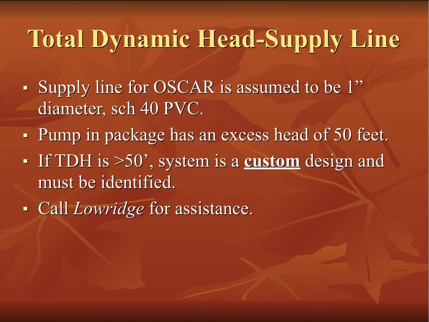For our standard packages, the supply line for our Oscar is always assumed to be a 1-inch diameter Schedule 40 PVC. The pump in our standard package has an excess head of 50 feet. So when you're calculating the total dynamic head, if it's above that number of 50 feet, the system is then a custom design and must be identified, and therefore you need to immediately call Low Ridge for assistance to see if we need to do anything or what we need to do to accommodate the custom design.